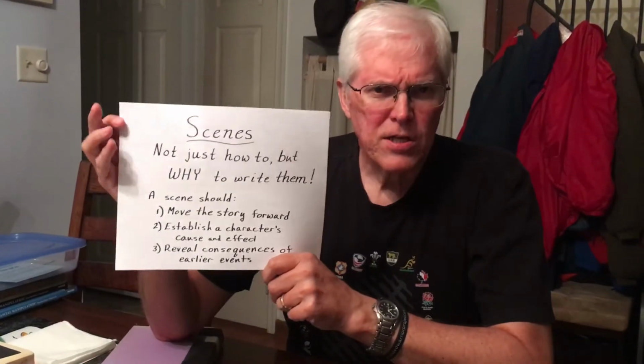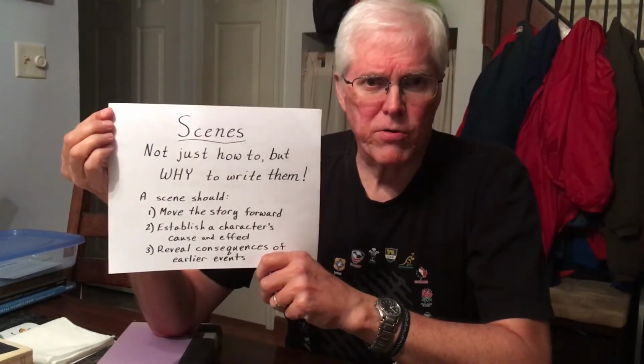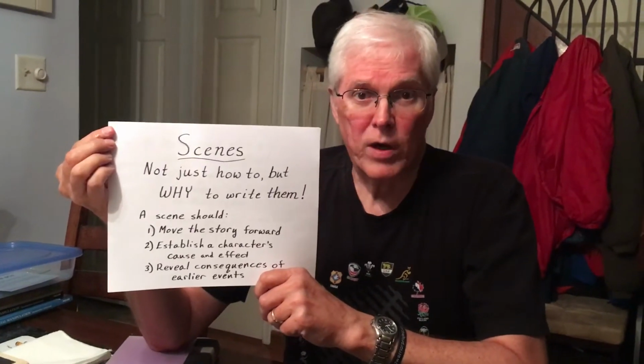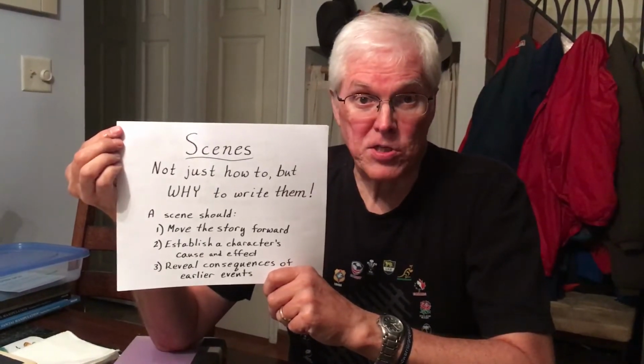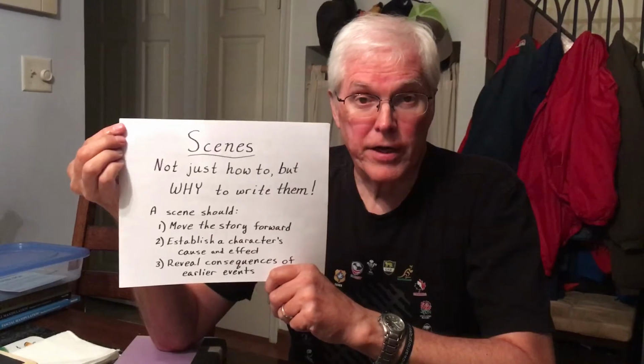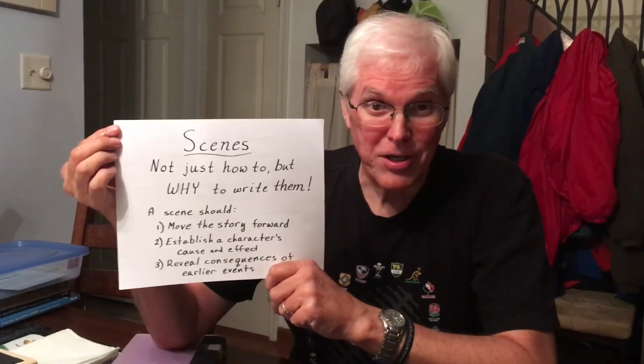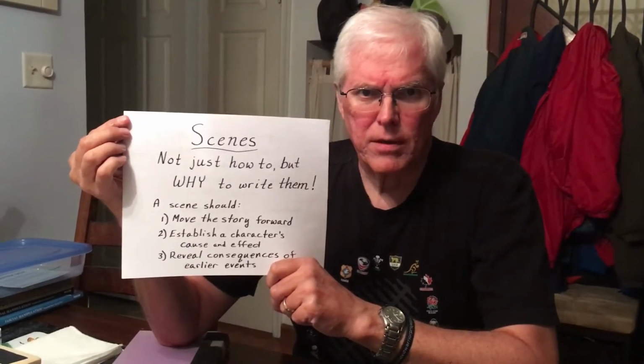Now, the second thing that we want to do for a scene is to establish a character's cause and effect. A cause, something's been done to them. Something has created a conflict, and we've talked about conflict a lot. Well, what is the effect of that conflict? It will probably force a series of reactions out of your character. Now remember, you're the author. You can control what those reactions are. But the character feels that he has to do something.